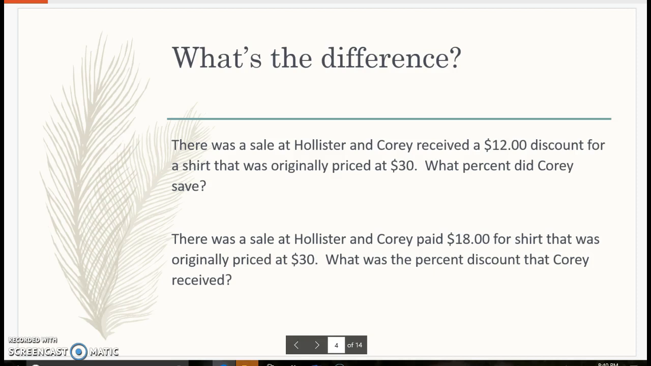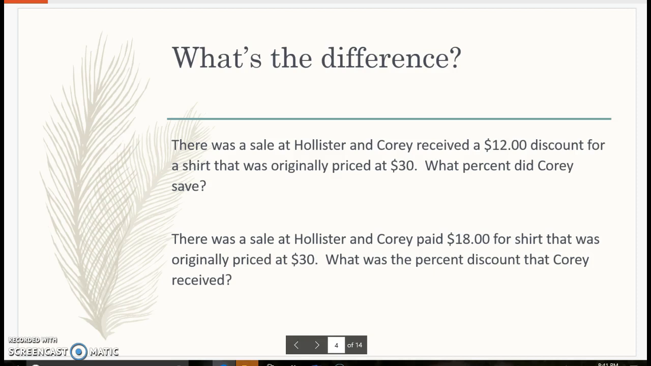So for example, this top problem says, there was a sale at Hollister and Corey received a $12 discount for a shirt that was originally priced at $30. What percent did Corey save? So in a situation like that, we would use our part over whole equals percent over 100. So we do 12 over 30 equals x over 100. So this is a type of problem that we've already done.